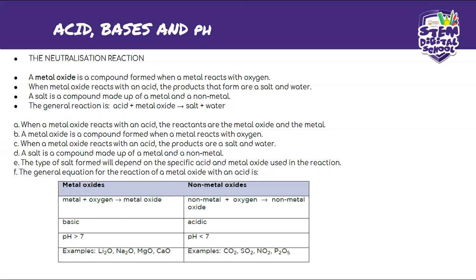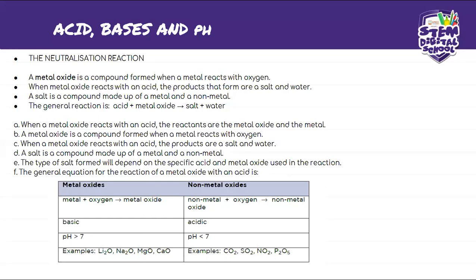A metal oxide is formed when a metal reacts with oxygen, just for emphasis. When a metal oxide reacts with an acid, the products are a salt and water. A salt is a compound made up of a metal and a non-metal. The type of salt formed will depend on the specific acid and the metal oxide used in the reaction. So the general equation for the reaction of a metal oxide with an acid is given. So there are two here, metal oxide, the general equation, and non-metal oxide, also the general equation.